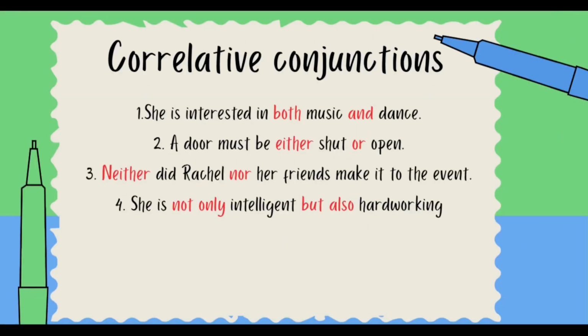Let us see the examples in a sentence. She is interested in both music and dance. So here the correlative conjunctions are both and. A door must be either shut or open. So here the correlative conjunctions are either or. Neither did Rachel nor her friends make it to the event. Neither nor are correlative conjunctions. She is not only intelligent but also hardworking. So the pair of correlative conjunctions are not only but also.